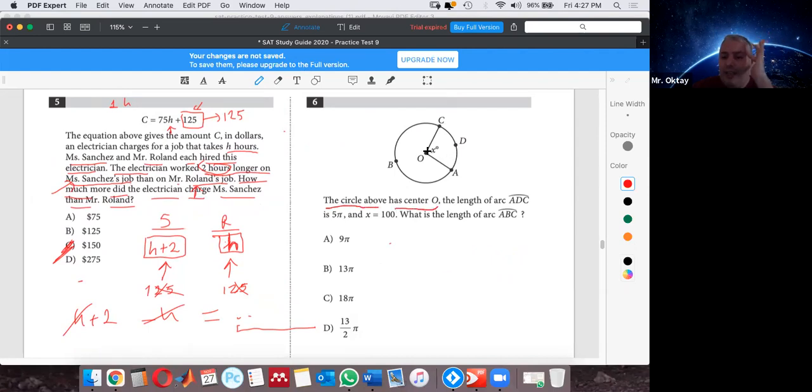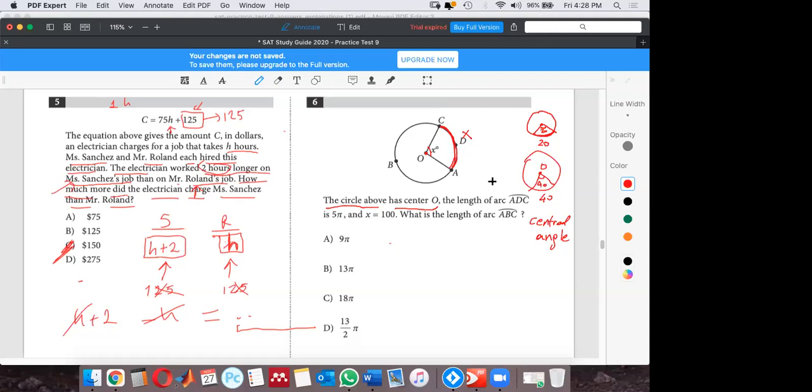Now, the circle above has a center O. If this is the center, there is one rule. The rule is this: for any circle, if this is the center, from the center to the circumference, this angle is equal to this angle. If this is 20 degrees, this is also 20 degrees. If this is 40 degrees, this is also 40 degrees. It is called the central angle. Since this is x, I can say that this is also x. Till here, do you have any question?